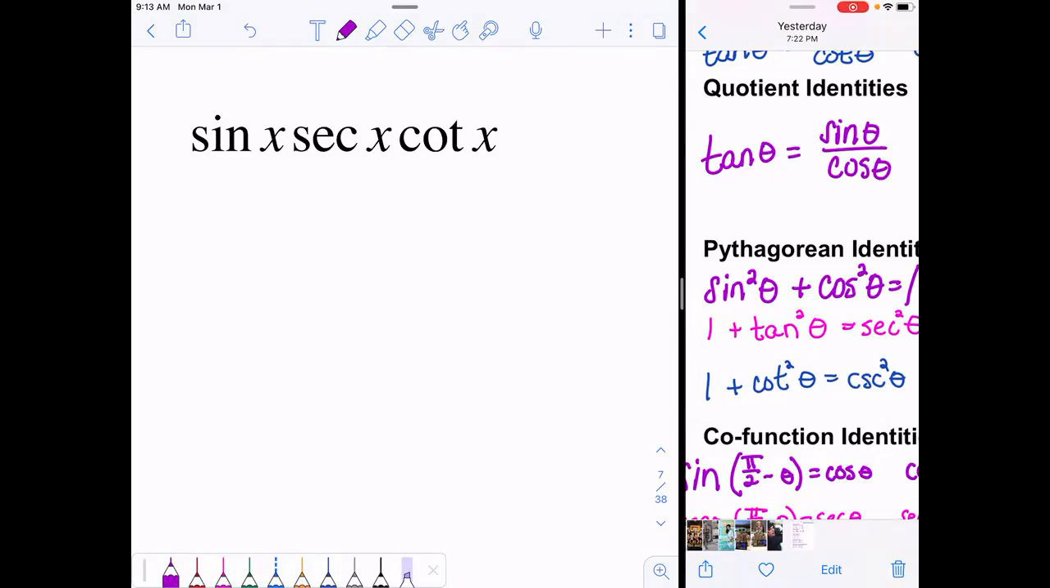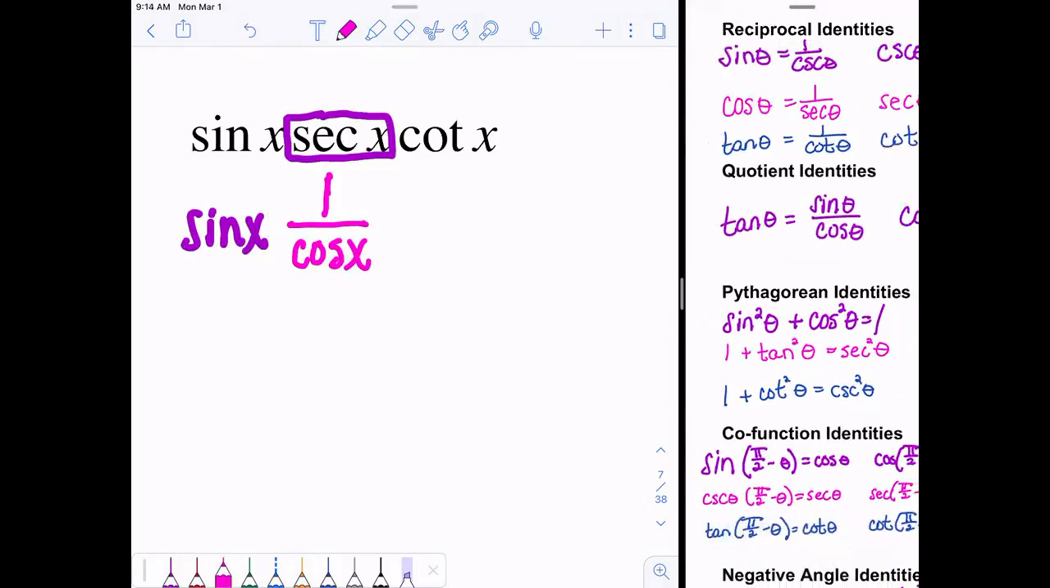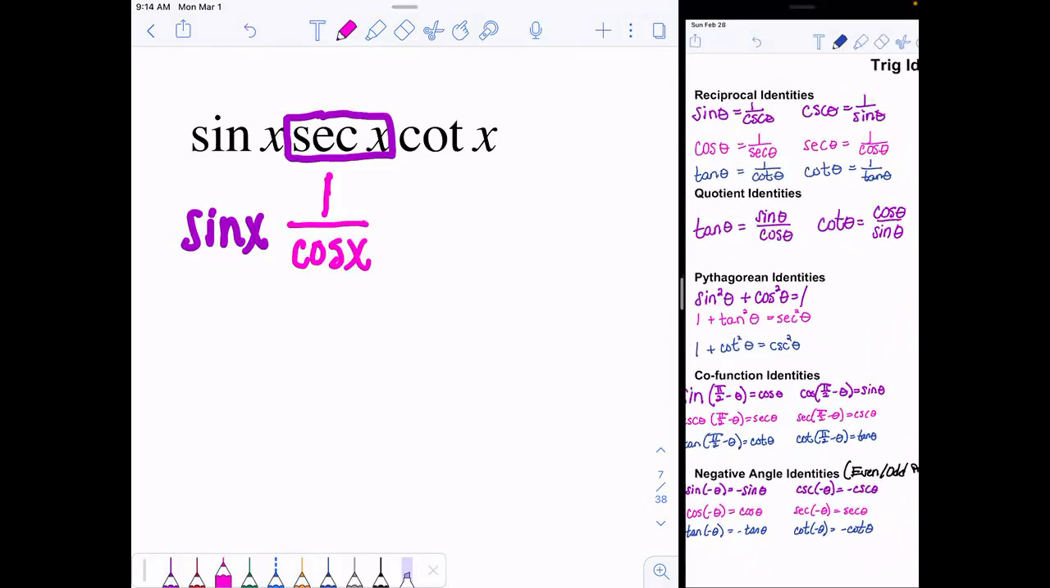And I would say keep sine because sine is one of the main trig functions. But let's look at secant. Gianna, what can we change secant into? You're right with 1 over. 1 over what? 1 over cosine. So we can change the secant to be 1 over cosine. Substitution says I can take out a function and replace it with whatever it's equivalent to.